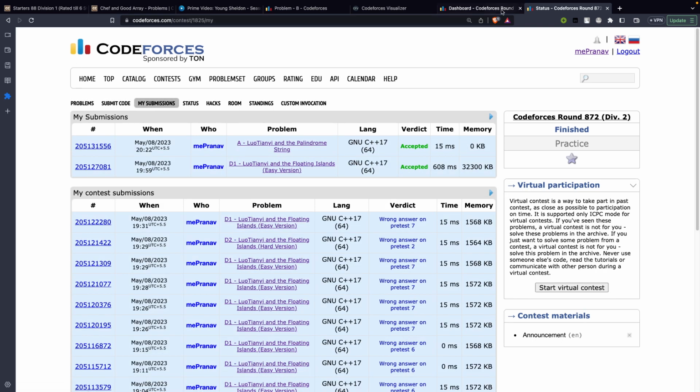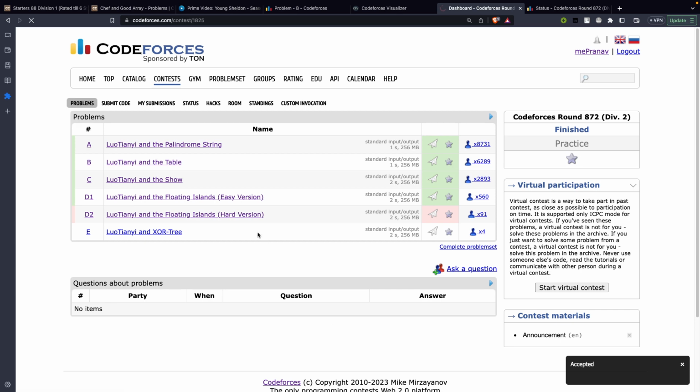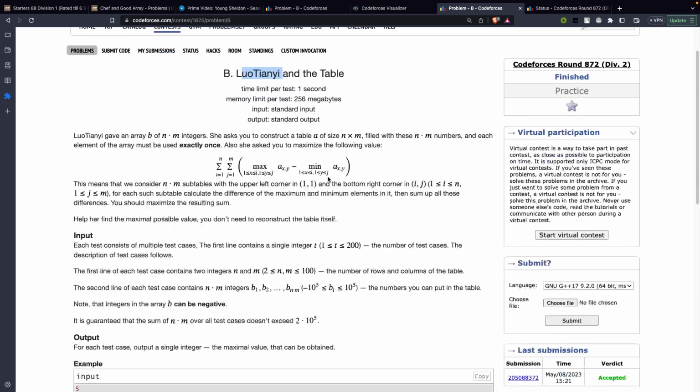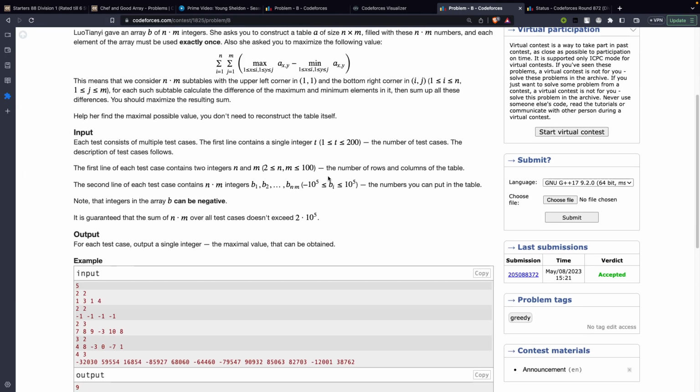Let's start with the problem B now. The name is pretty confusing, but the problem basically states that you are given n into m integers. Now you need to arrange these n into m integers in n rows and m columns. Now there's a condition to it.